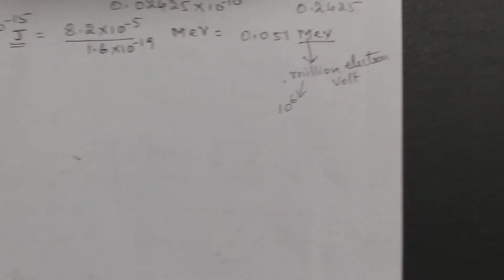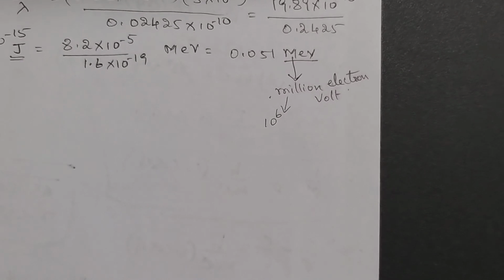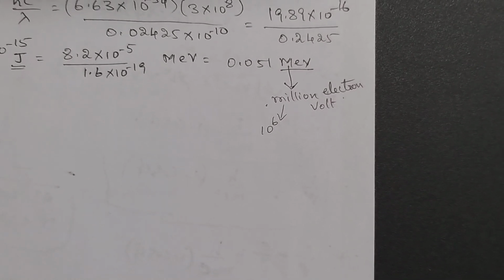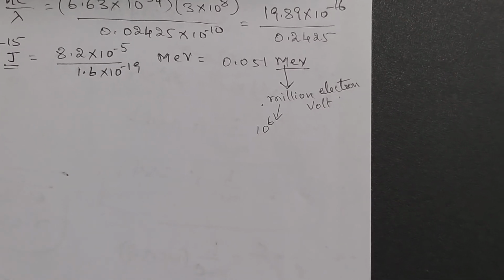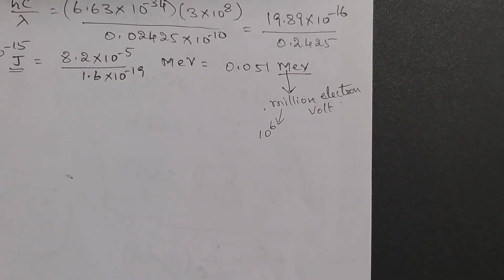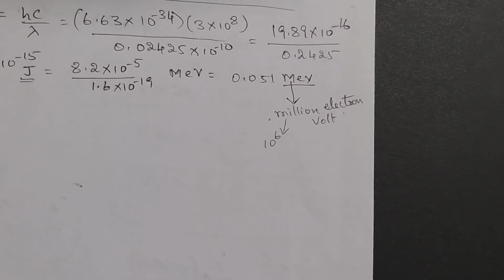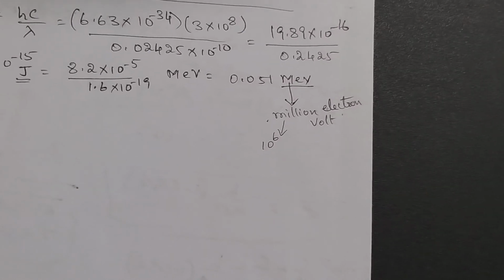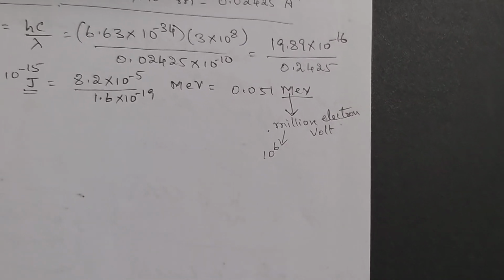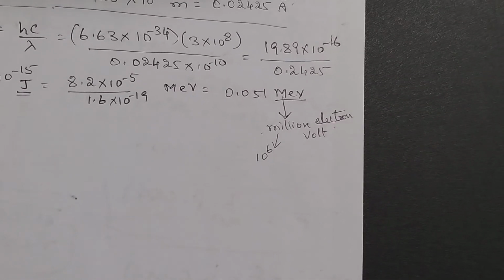The importance of the Compton effect is that it directly points to the particle nature of radiation. Without assuming that radiation consists of particles called photons, we cannot explain this effect. So Compton was successful, and even in the photoelectric effect we have seen that radiation has particle nature.